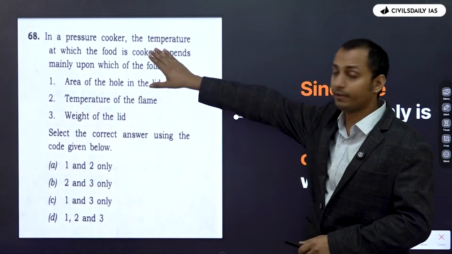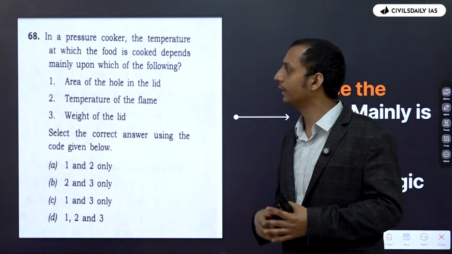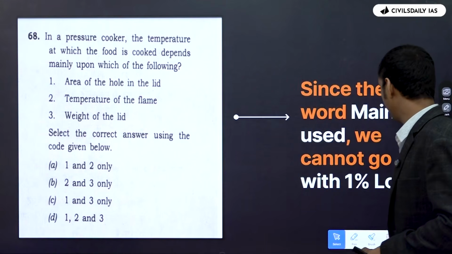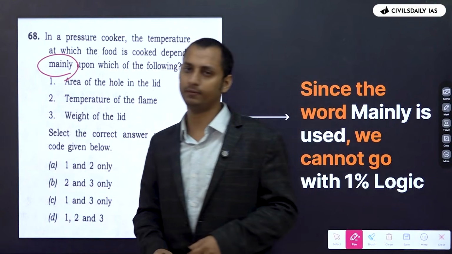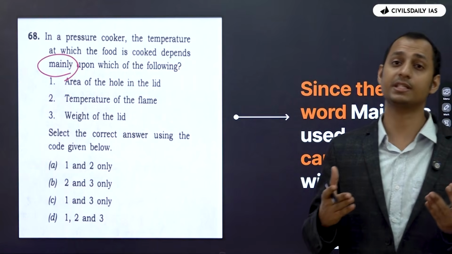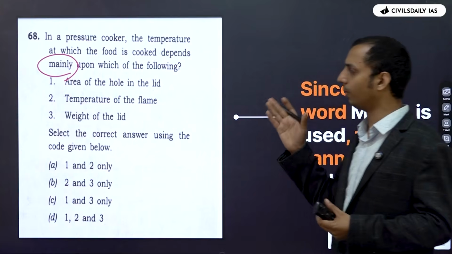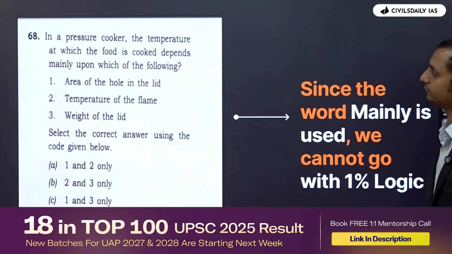Now, in this question, in the heading, "In a pressure cooker, the temperature at which the food is cooked depends mainly upon which of the following." You can see the word "mainly" here. Now, why do you think UPSC introduced the word "mainly"? Does it have any purpose, or does UPSC just randomly introduce these words? It all has a purpose. That's something that you have to master.